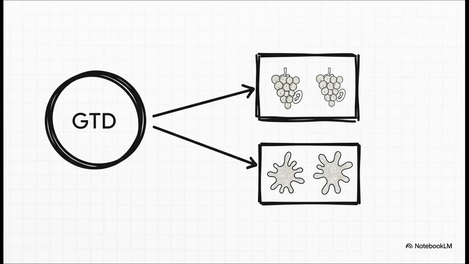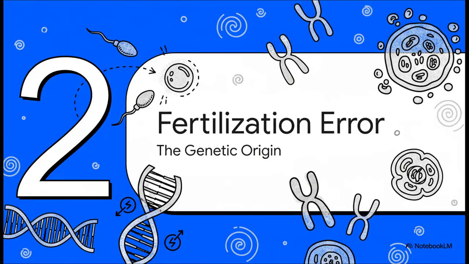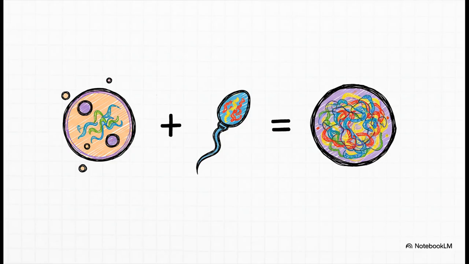But to really get a grip on any of this, we've got to go back to the very beginning. And when I say the beginning, I mean the very beginning. We have to rewind all the way back to the moment of fertilization, because that's where the initial genetic hiccup happens. Think about it this way.